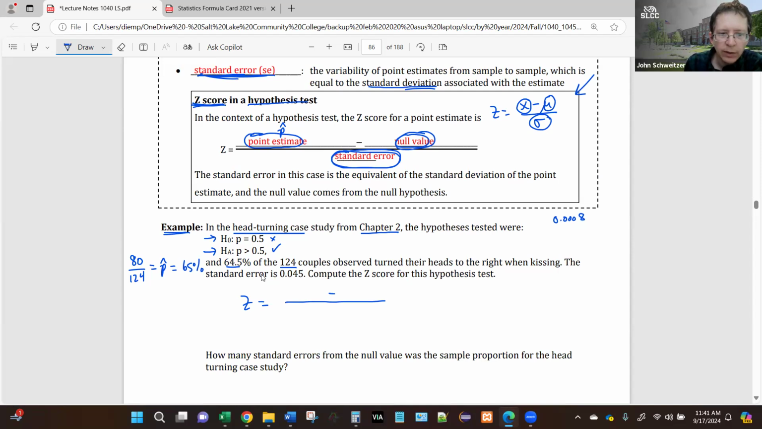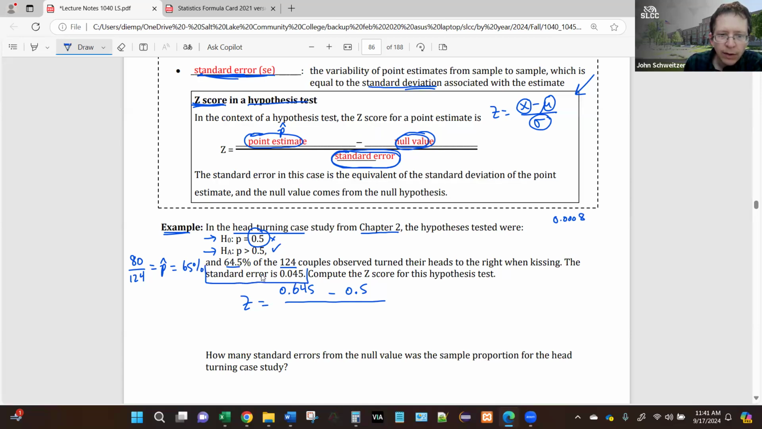So the point estimate is 65%. Okay, so we go 0.645. Then we put in the null value, which is 0.5. Then we divide by the standard deviation, also called the standard error in this case.